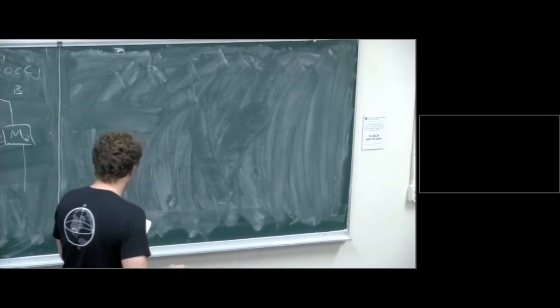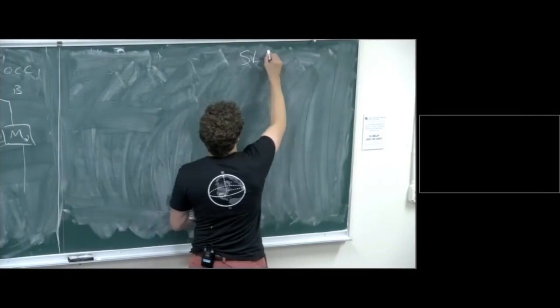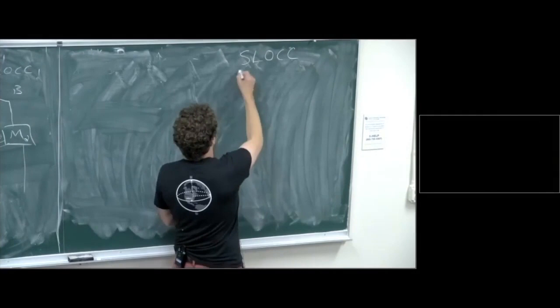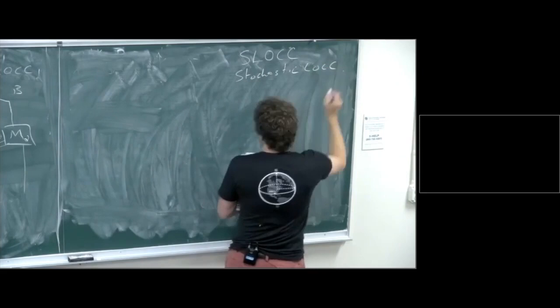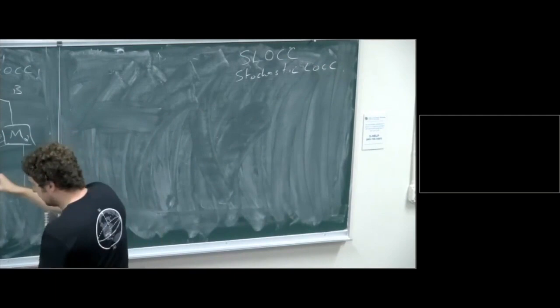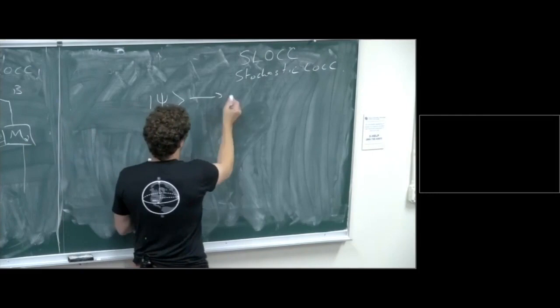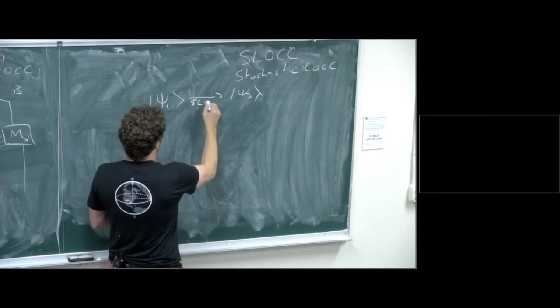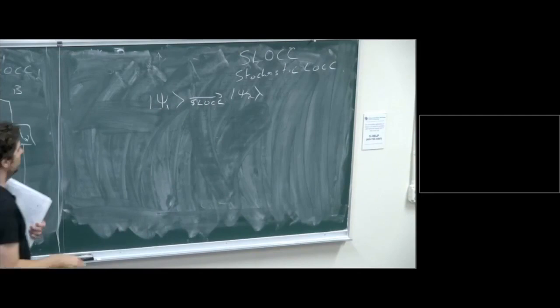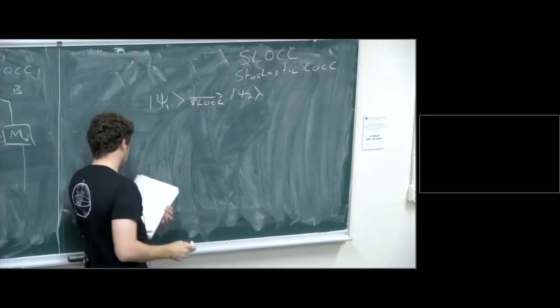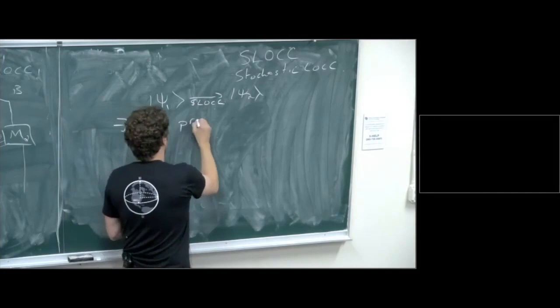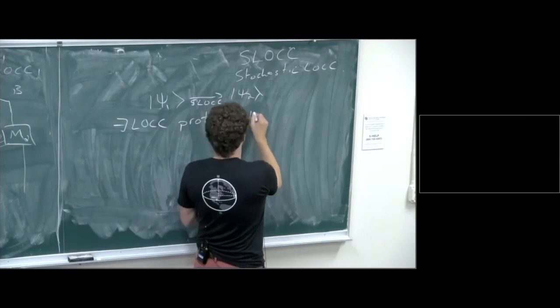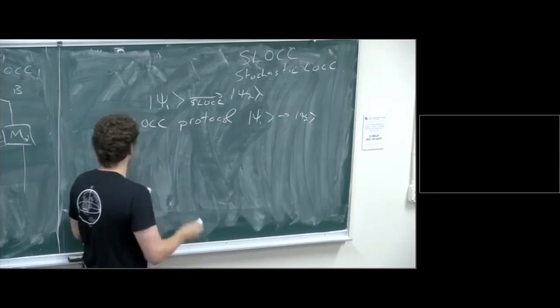So instead of LOCC, we're going to look at SLOCC, which is a simpler LOCC. It's actually called stochastic LOCC. Now, if you're trying to understand whether I can generate psi 2 from psi 1, we'll say that I can generate psi 2 from psi 1 under stochastic LOCC operations exactly when there's an LOCC protocol that turns psi 1 into psi 2 that succeeds with non-zero probability.